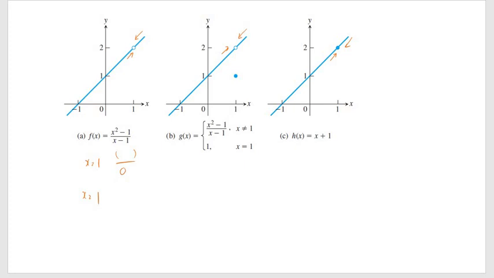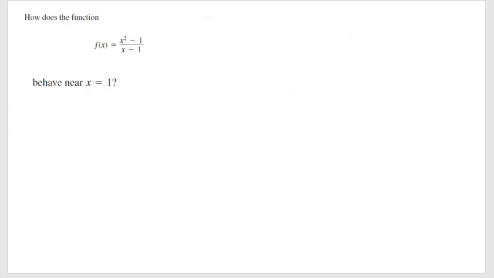But let's see whether we can mathematically prove this. We have the same function and we have to see the behavior at x equals 1. The problem here, as I mentioned earlier, is that when x is equal to 1, the denominator is 0. So how do we calculate it when the denominator is 0? What we do is we take the numerator and factorize it.